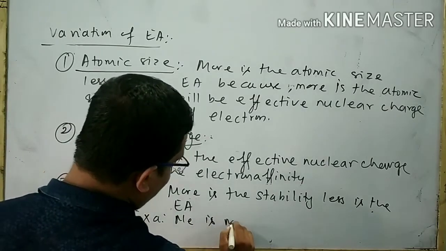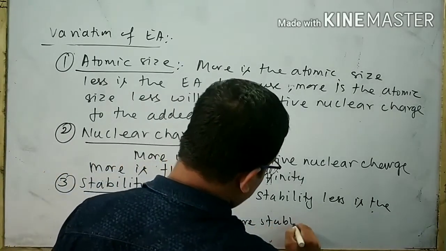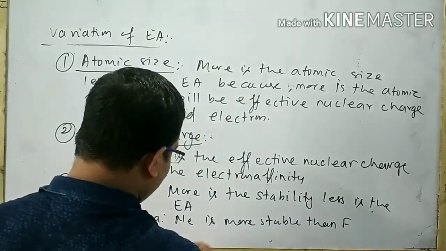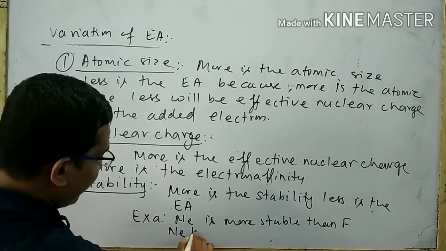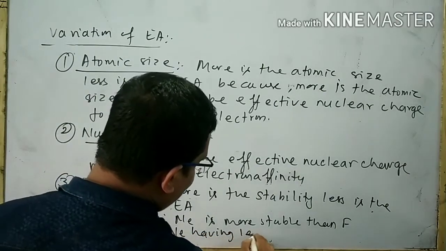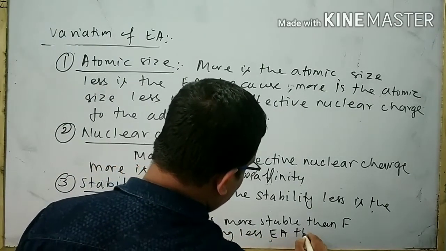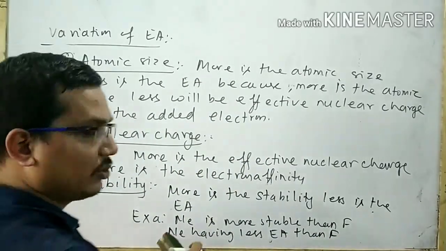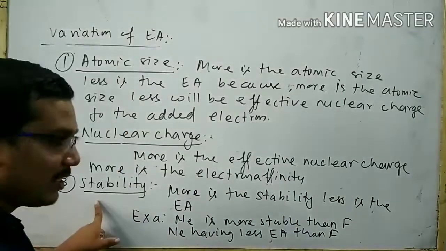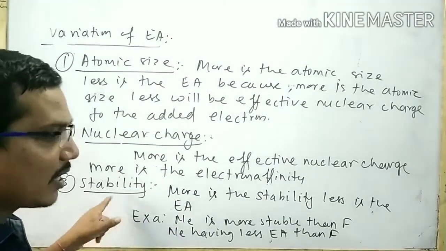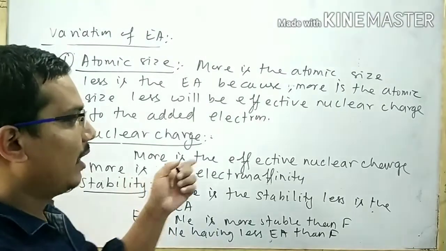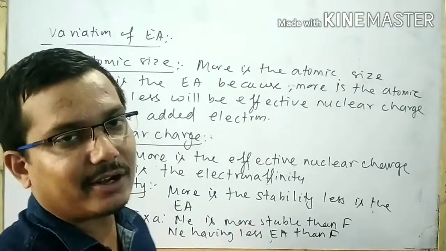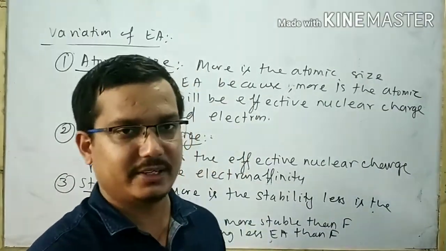You can take an example. Neon is more stable than fluorine. So we can write neon has less electron affinity than fluorine. The electron affinity may be 0 for neon. Due to this factor, that is the stability, there are some exceptions found in the arrangement of the elements according to the increasing or decreasing order of the electron affinity.